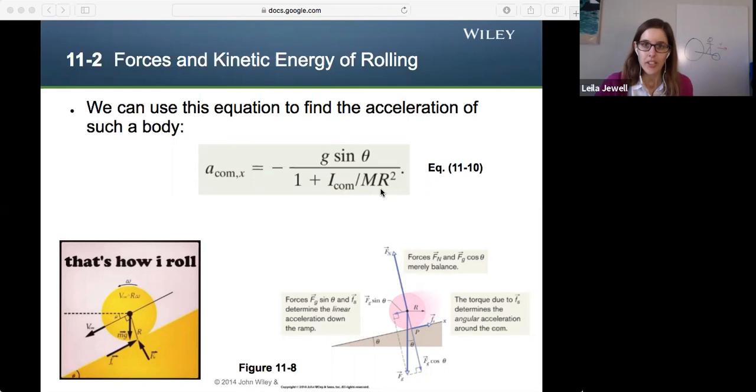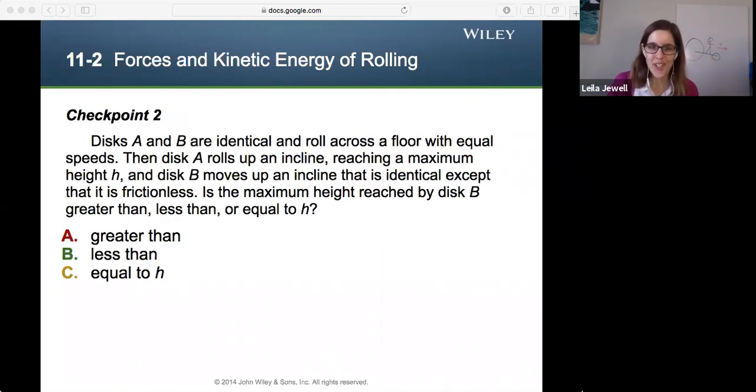And so, you know, you can tell all your friends, your family members, physics. That's how I roll, right? Super cool. Okay, moving right along. Let's look at another checkpoint.